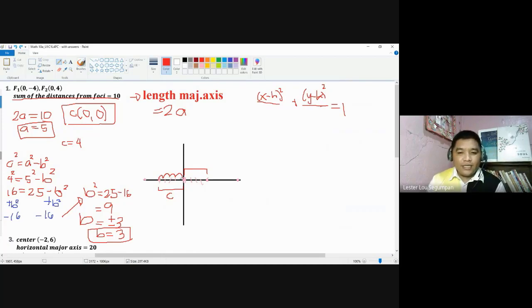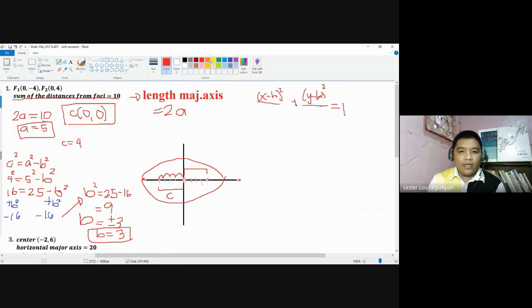If the focus is here and the vertices are in this area, the ellipse will probably look like this. Not necessarily this form, but it will probably look like that. Because again, the vertices are part of the major axis, and the major axis also passes through the center and the foci. So since the foci are placed here, it looks like this.